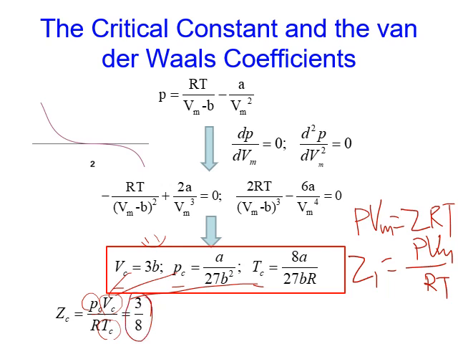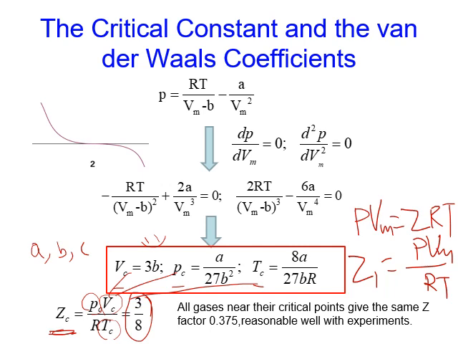And the interesting feature is that the Z factor at the critical point has nothing to do with the van der Waals constants a and b. In other words, any real gas should have the same Z factor at the critical point. So the van der Waals equation predicts that all gases near their critical points should give you the same Z factor, about 0.375. And this matches experiment reasonably well.